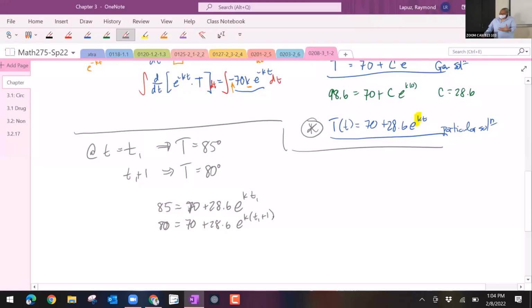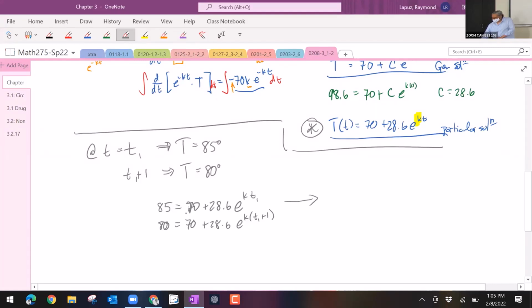We could find k to complete our analysis of what the function is going to be, or we can just solve for t1 and then call it quits. So either way, we can do it. But in terms of solving for t or k, I think we can rewrite the second one. Well, let's write it so that we can get e to the kt1 by itself.